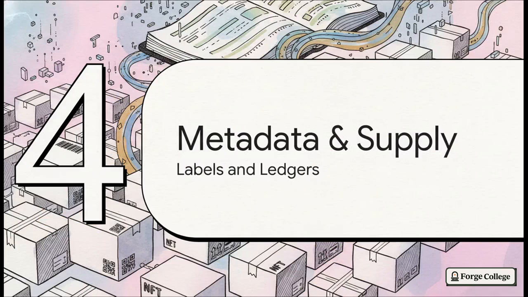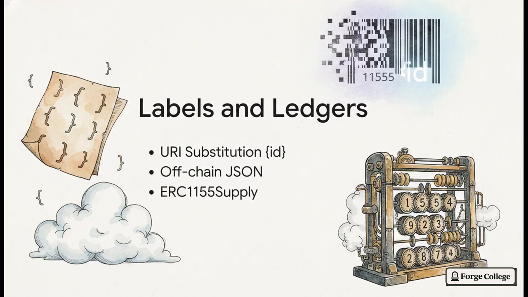All right, Section 4, metadata and supply tracking. First up is URI substitution. The {id} placeholder in brackets acts as a dynamic barcode. Instead of hard-coding a custom URL for every single token, you just use this {id} tag, and front-ends automatically swap in the actual token ID to fetch the off-chain JSON data. It's incredibly efficient.